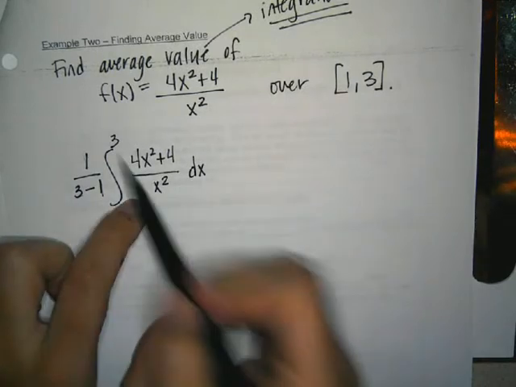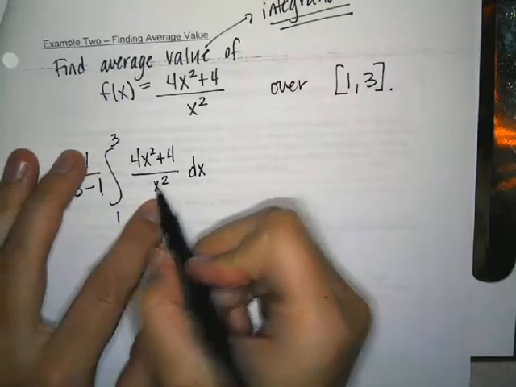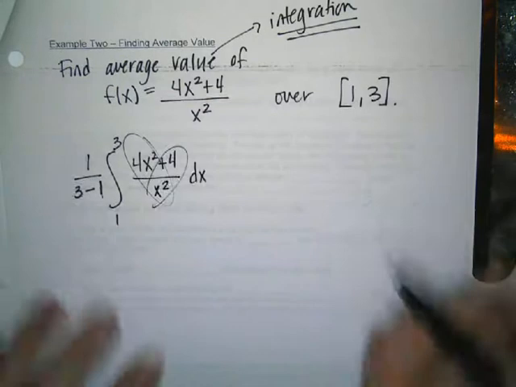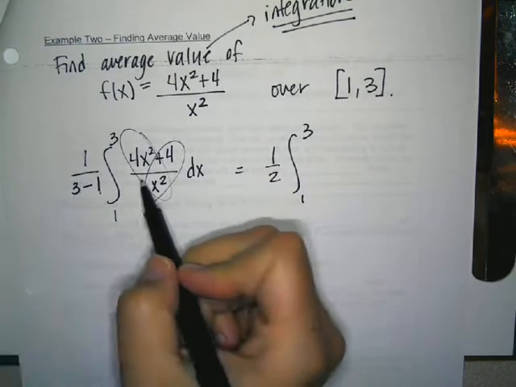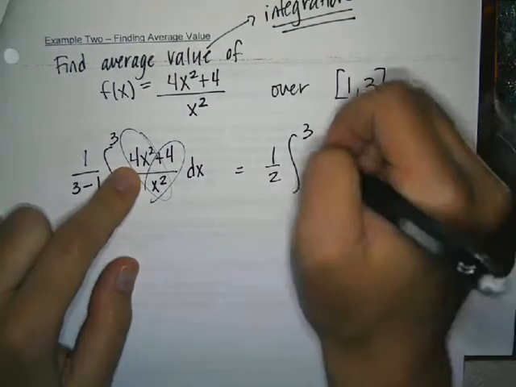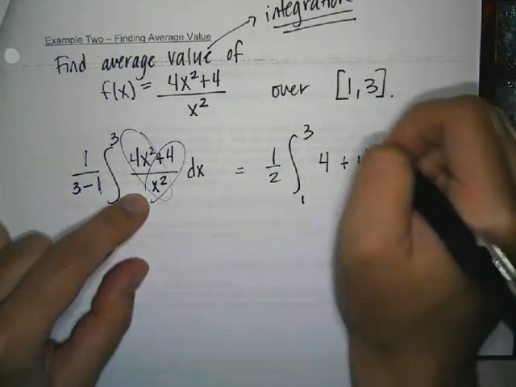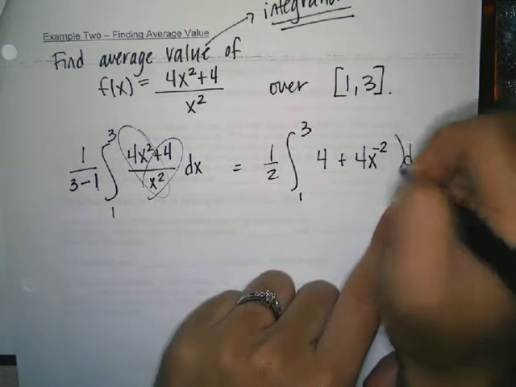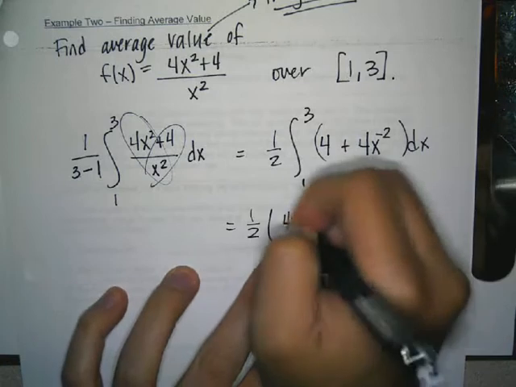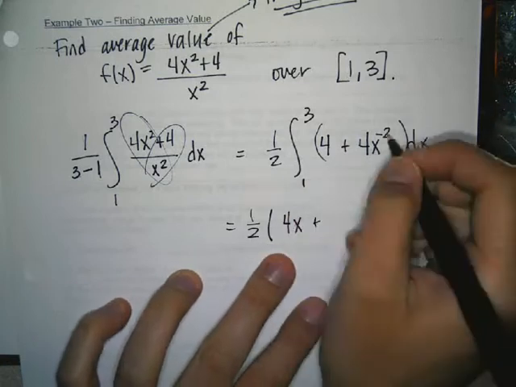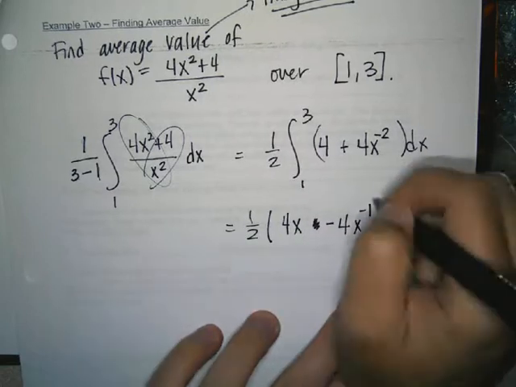Okay, this integral, I'm going to simplify first because I have a single term on the bottom. I'm going to split it up into 2 integrals. So 4x squared divided by x squared just gives me 4. And then I'd have 4 divided by x squared, so I have 4 times x to the negative 2. It's a little bit easier for me to integrate. Okay, so integrating, I get 4x, and for the second term, add 1 and divide, I get negative 4x to the negative 1. I'm going to evaluate that from 1 to 3.